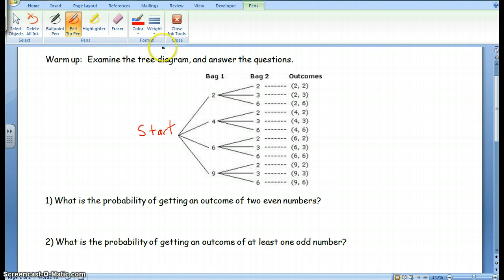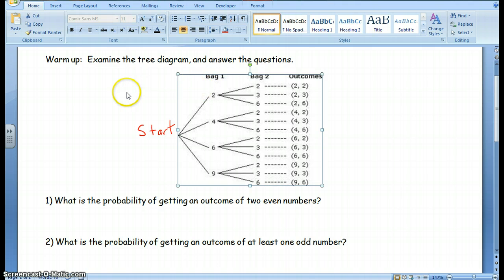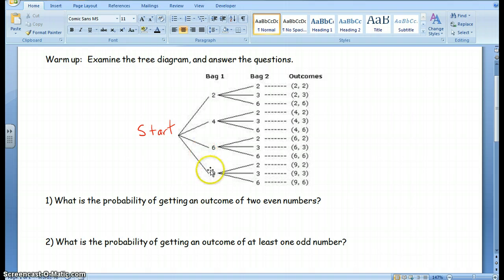And then I see that I've got 4 possible outcomes for my first bag, bag 1. And it looks like I have blocks in bag 1. Blocks number 2, 4, 6, and 9. So I have my start, and I make my 4 branches, and I show my 4 possible outcomes.